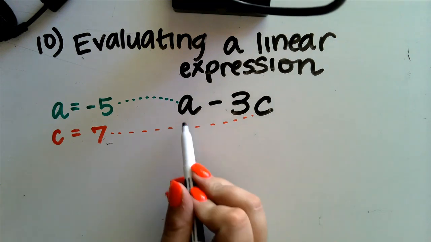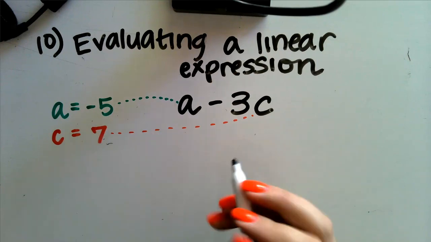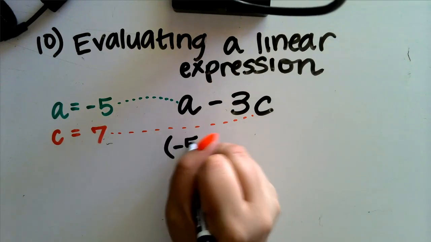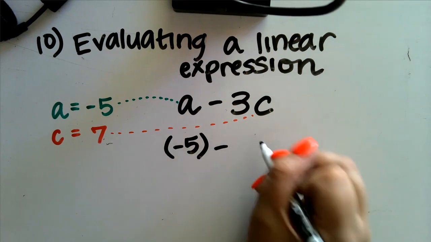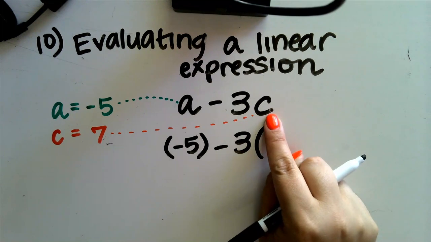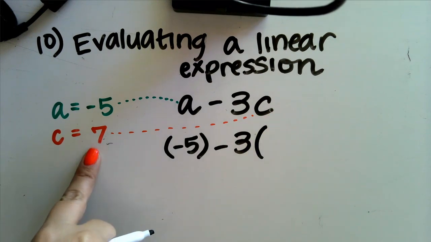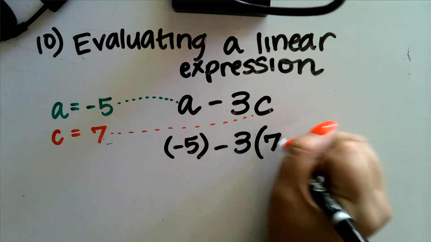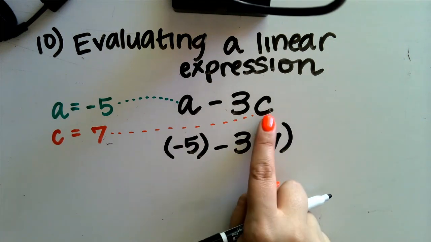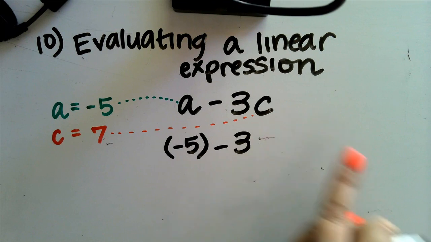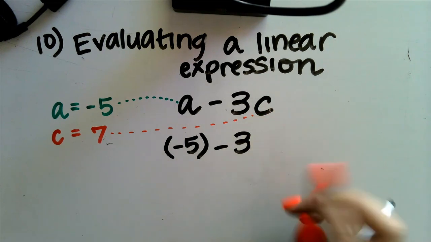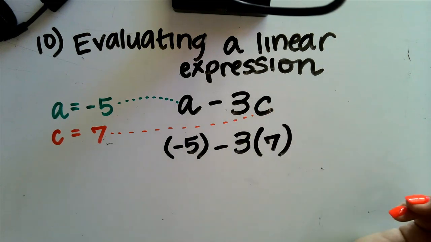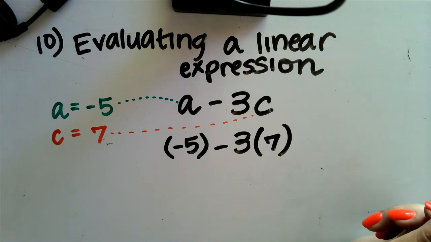So let's go ahead and do that. Now a is equal to -5, so I'm going to input -5, because -5 is equal to a, minus 3 times c, and I know that c is equal to 7. I want you to notice how I included parentheses here, because if I just wrote in a 7 there, that doesn't make sense. That says 37 now. So anytime I am substituting, I always want to be sure to put those parentheses around what I am substituting in.